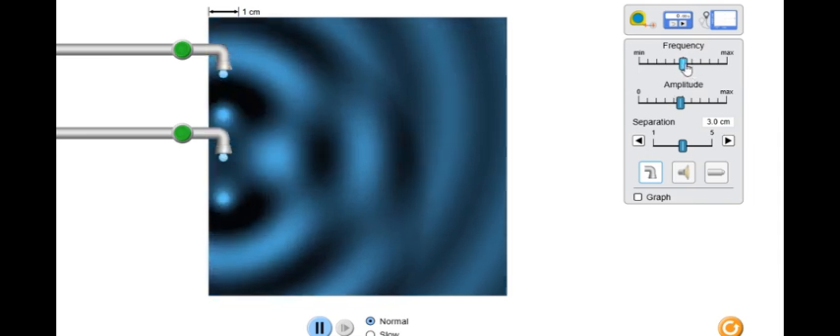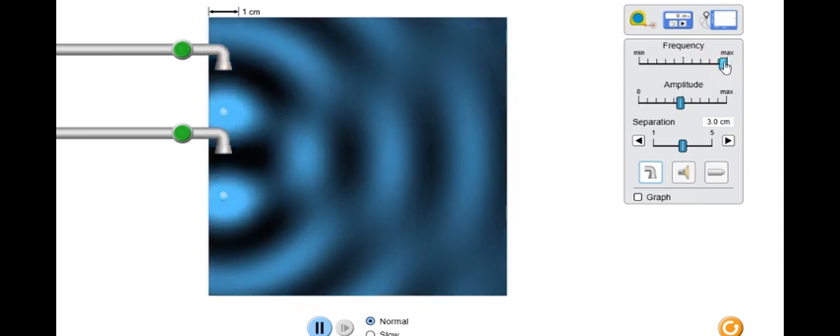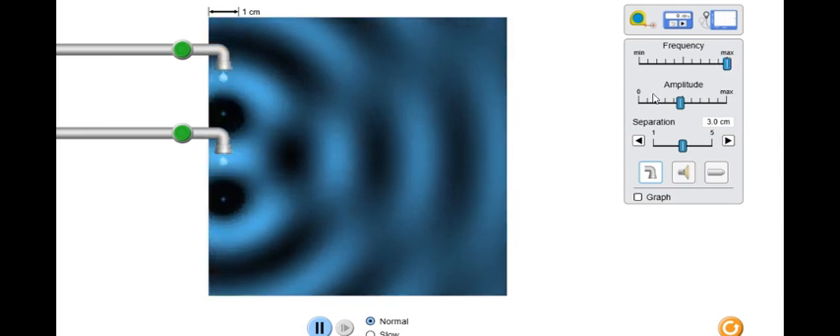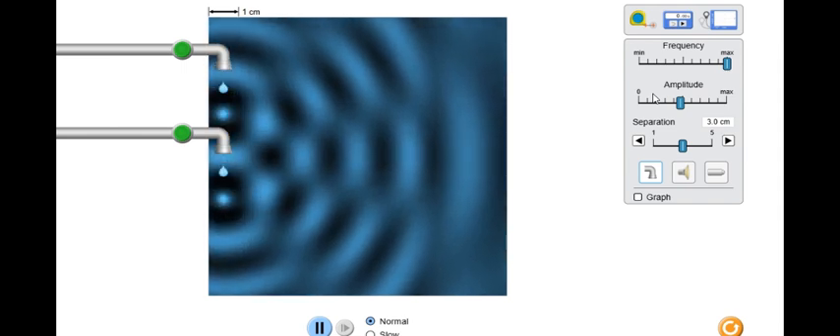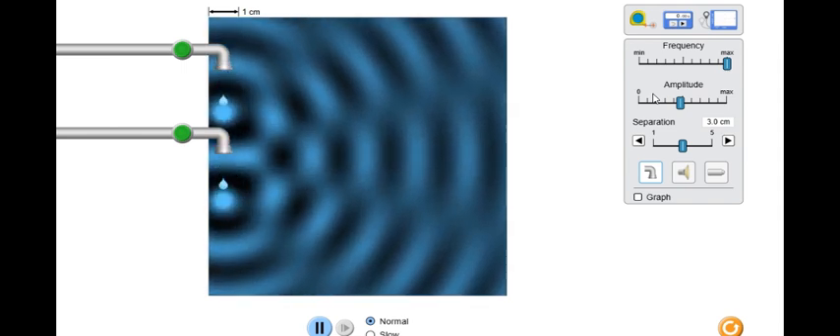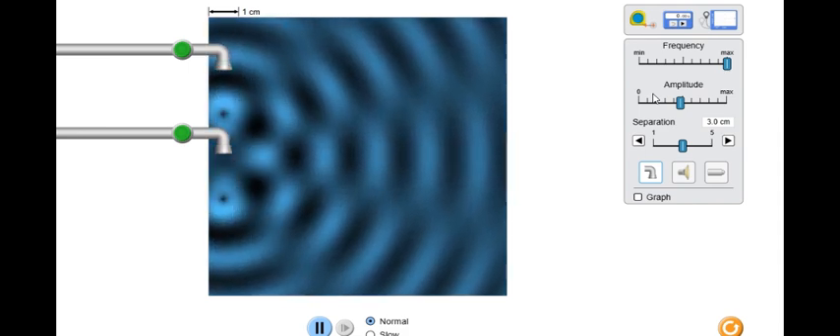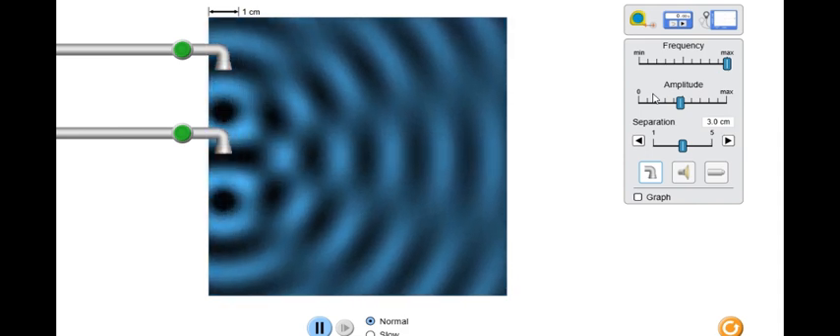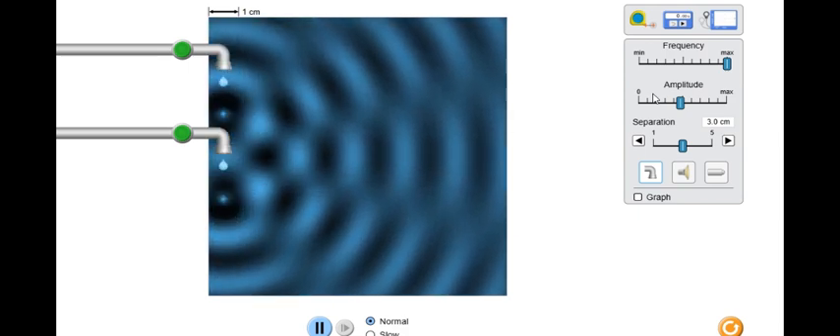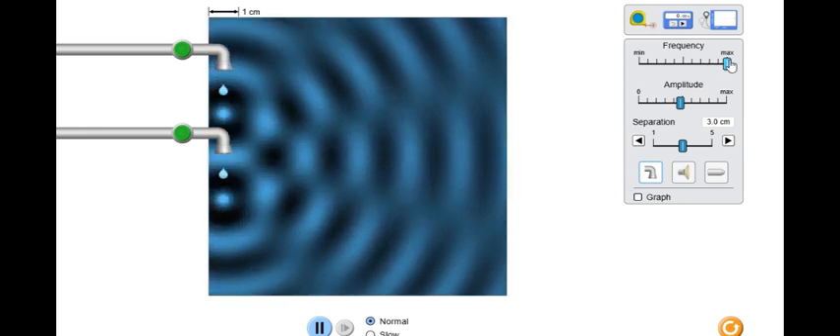Now you see that when you maximize frequency, the wavelength is minimum. The distance between the consecutive crests is small. The wave has the highest number of oscillations per unit time, and the interference patterns have more closely spaced nodes and antinodes. That's when the frequency is maximum.